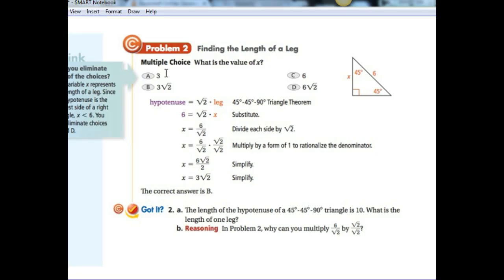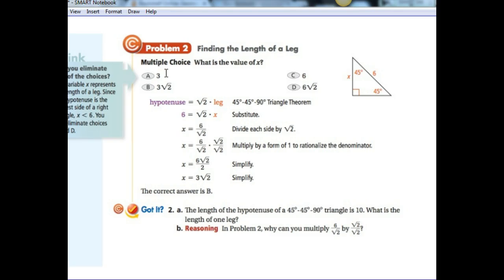Hello, this is lesson 8.2 in your Geometry Part 2 textbook talking about special right triangles. This particular problem is found on page 500 of your textbook, and we're literally finding the length of a leg, but there are two special right triangles.